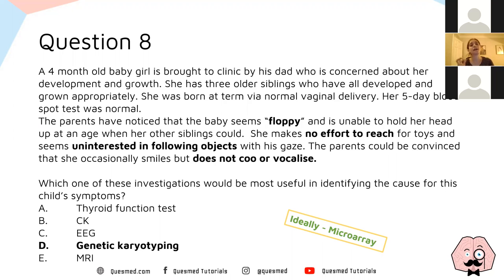But the latest guidelines, which have changed in the last year, are that the best investigation now is actually chromosomal microarray. Compared to karyotyping, which is just looking at the chromosome, chromosomal microarray can look at smaller defects in the chromosomes. So it's a lot more sensitive, it can pick out microdeletions and duplications, which is why it's now first line for global developmental delay rather than karyotyping. But out of all the options mentioned, karyotyping is still the best option, and it will be most useful when it comes to identifying the cause for global developmental delay.